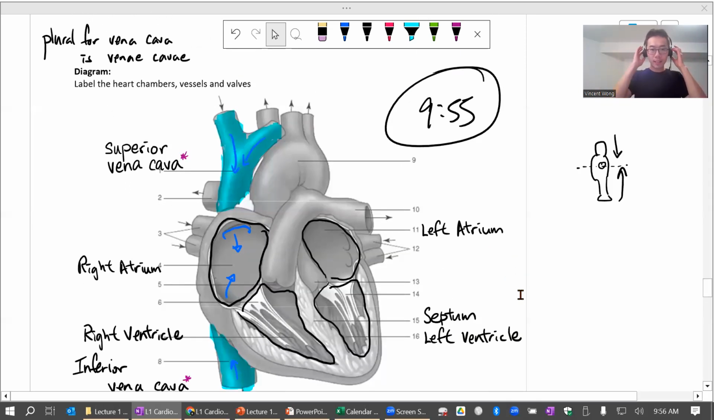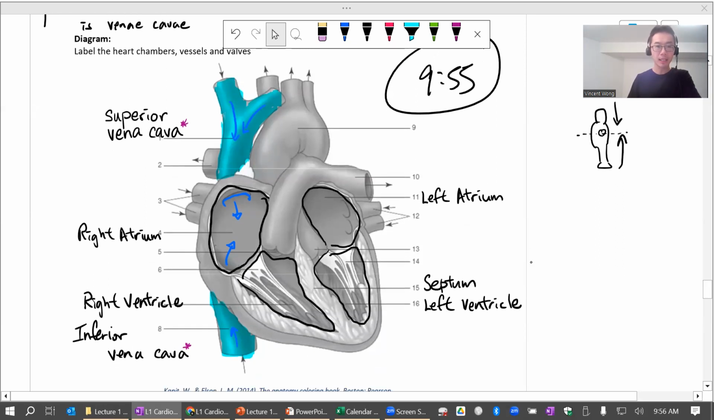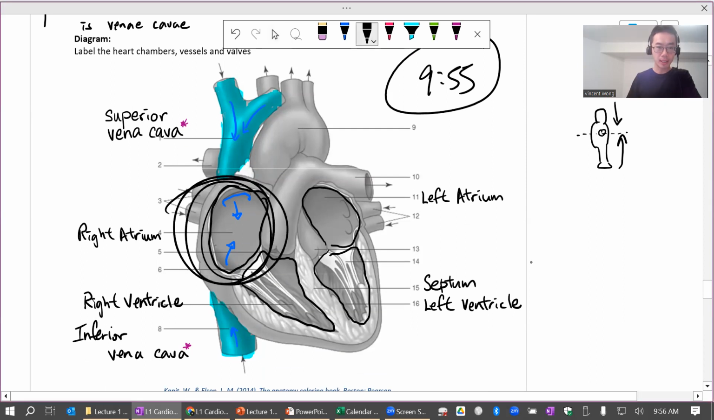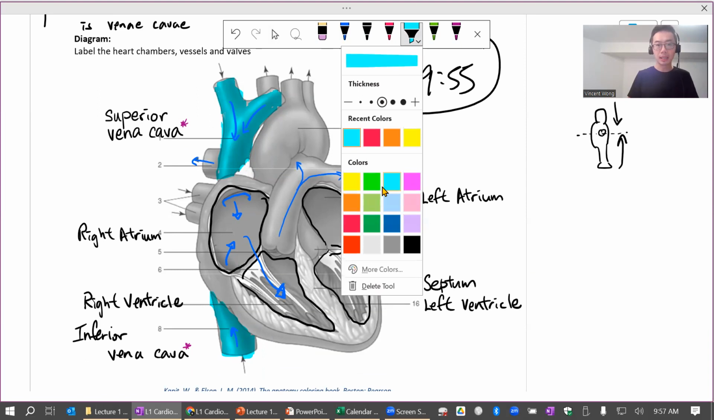Let's see what other vessels are connected to the heart. Once the blood is collected from the superior and inferior vena cava, it will go into the right atrium right here. Then the blood is going to go down to the right ventricle, and then it will be squeezed through this vessel. This one goes behind that and comes out right here. Let me color it.